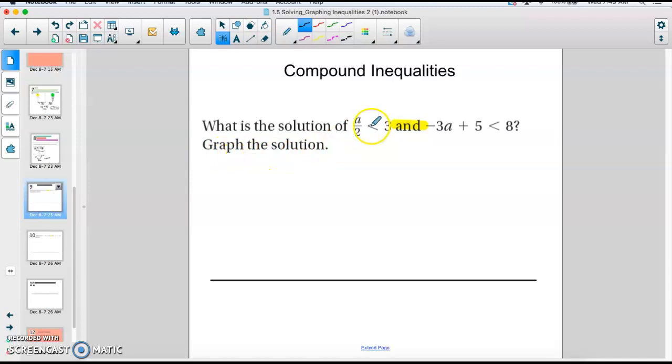All right, so now we have compound inequalities. This is where you're going to have two different scenarios, and you're going to have to graph them on the same number line. So we have the solution of a divided by 2 is less than 3, and negative 3a plus 5 is less than 8. So we're just going to solve these to start out with. On this one, we're going to multiply by 2 on both sides, right? Okay, and so we're left with a is less than 6. So we can graph that on the number line here. Let's start off and we'll just do 0, 1, 2, 3, 4, 5, 6. Okay, we'll go a little bit negative here.